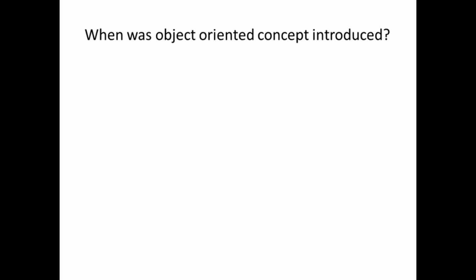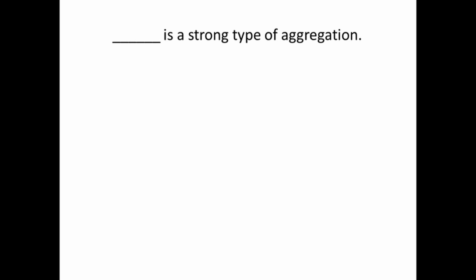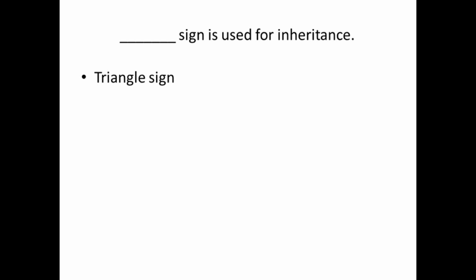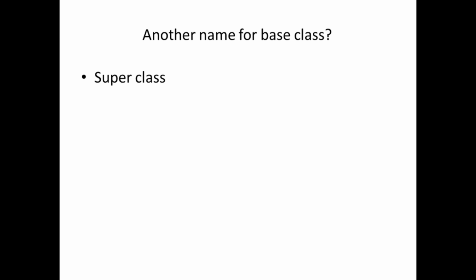When was object-oriented concept introduced? Well, it was introduced in 1960s. Dash is a strong type of aggregation. Composition is a strong type of aggregation. Dash sign is used for inheritance. For inheritance, triangular sign is used. Another name for base class, this is regarding inheritance. So you can say superclass, or you can say parent class.